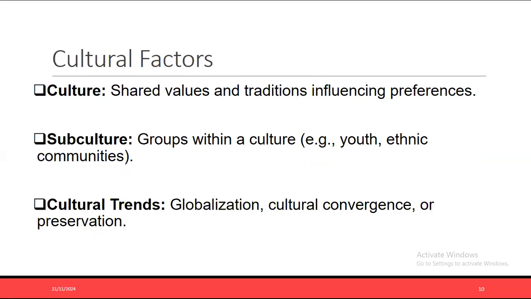Then you have cultural factors. You will consider the culture, the subculture, and then the trends in culture. So you may want to consider the shared values, the traditions, that influence the preference of your consumer. Where did your consumer grow up? What are some of the values that they hold dear to themselves? These will influence whether or not they make a purchase.